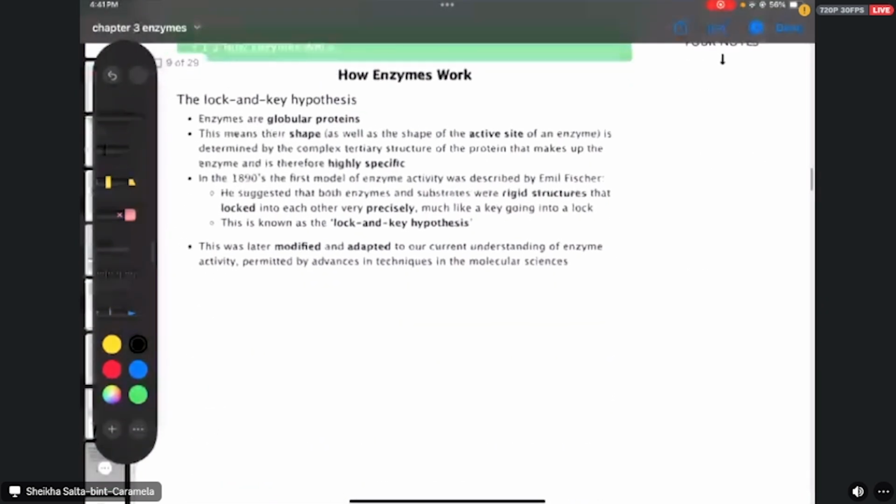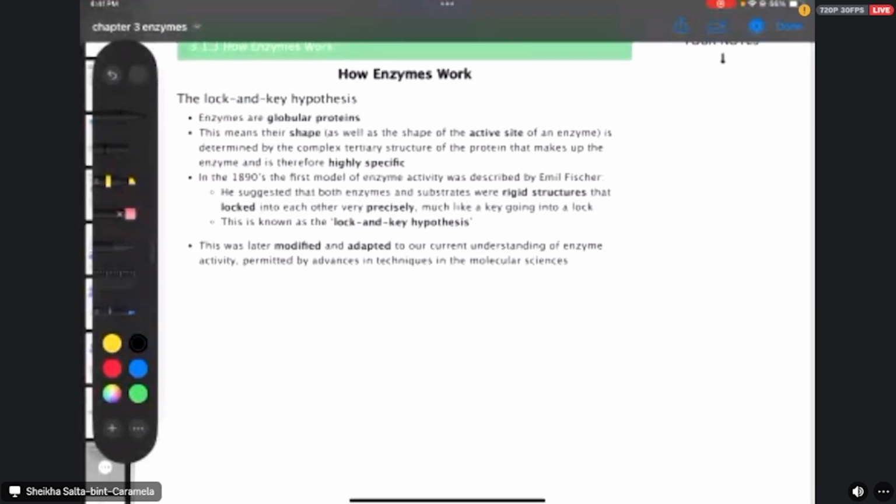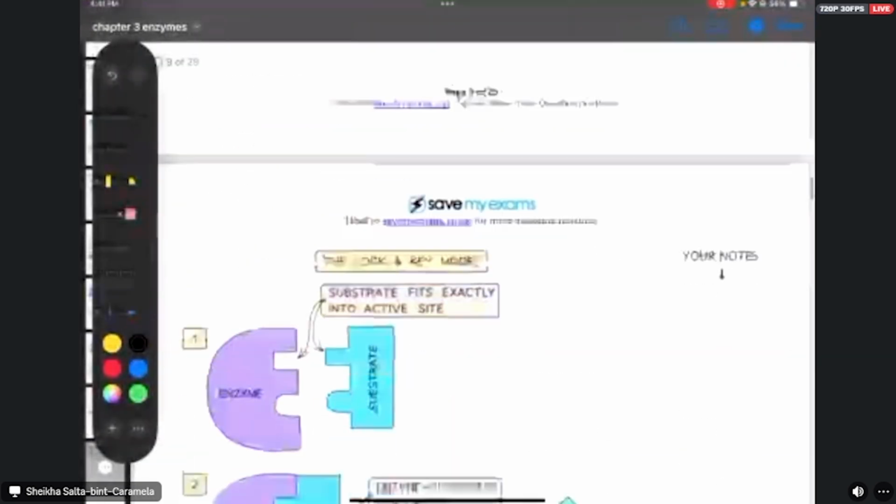Now there are two ways the enzymes work, the two theories that are present in our syllabus. One is the lock and key hypothesis. In this, it is said that enzymes are like rigid structures. Both the enzyme and the substrate would be rigid structures, and only the specific substrate which fits perfectly into the enzyme's active site will bind to the enzyme.